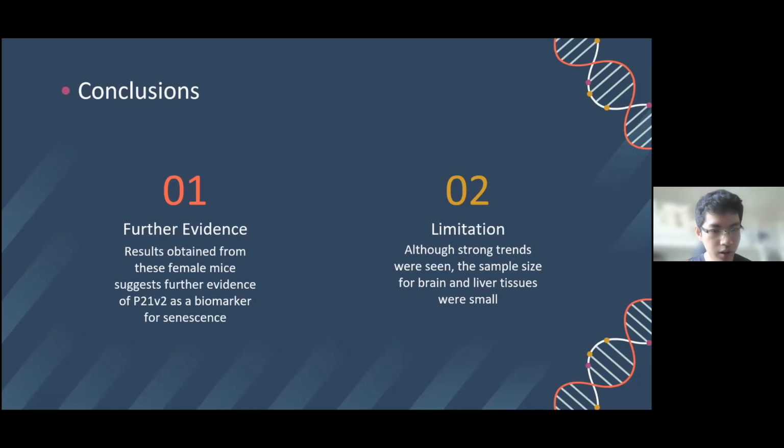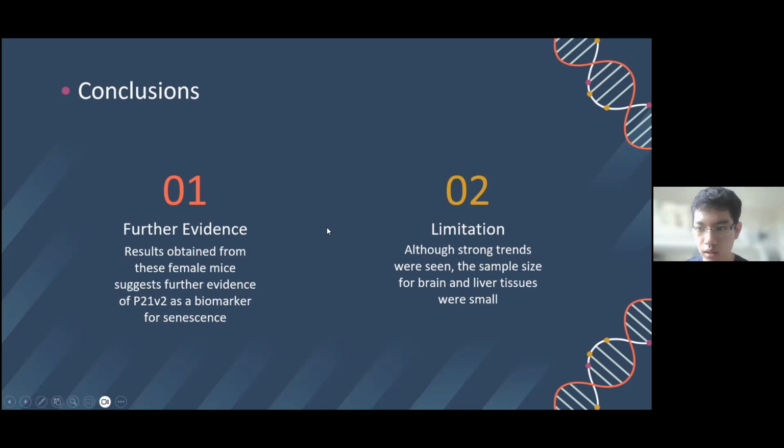In conclusion, the results obtained from these female mice provide further evidence of P21 variant 2 as a biomarker for senescence. This is also a significant finding because previously this particular strain of mice was not tested for P21 as a senescence marker, and this in fact did show that P21 variant 2 was upregulated in older mice of this strain, particularly in the adipose tissue.